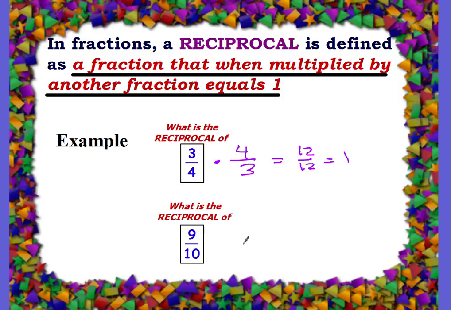So what do you think the reciprocal for 9/10 is? Did you say 10/9? If you did, you are correct.